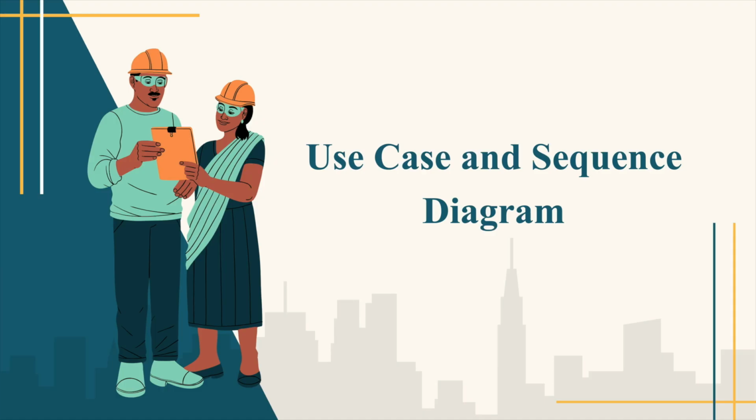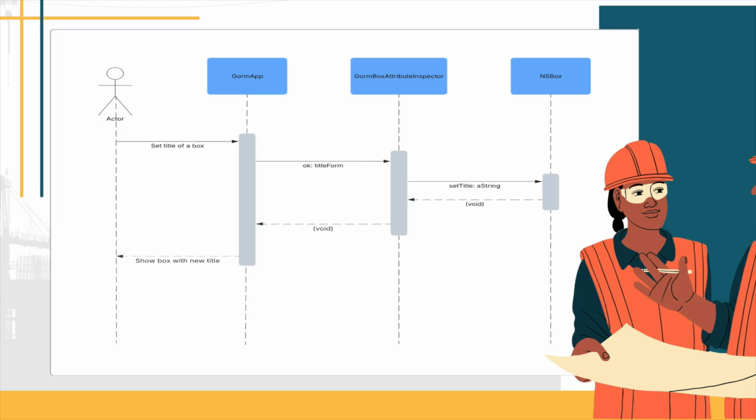So onto the use case and sequence diagrams of GNUstep. In the first use case we have here, a user would like to set the title of a box component. They send the request to the Gorm app, which then sends a request to the Gorm box attribute inspector component, which then uses a lower level component, the NSBox class, to update the interface with the new title of the box displayed to the user.